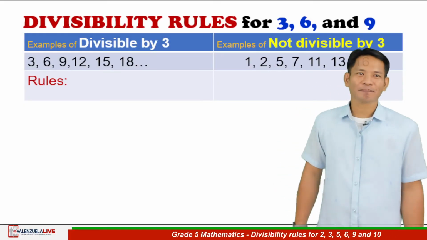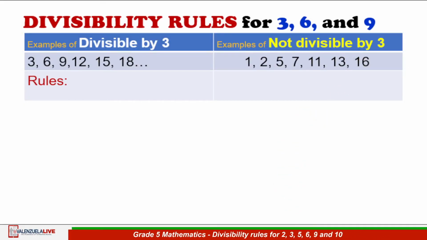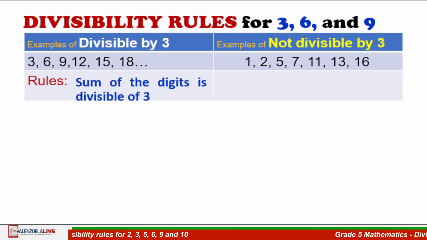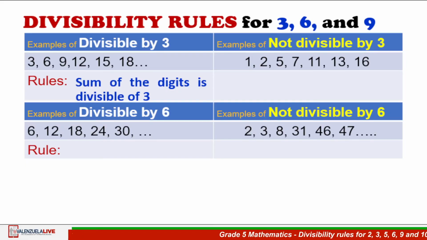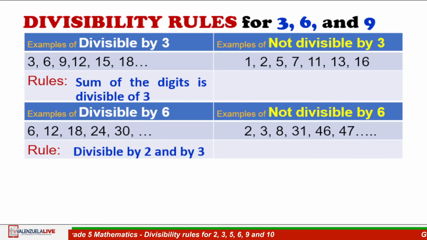So, these are the divisibility rules for 3, 6, and 9. A number is divisible by 3 if the sum of the digits is divisible by 3. How about divisible by 6? We have an example, 6, 12, 18, 24, and 30. A number is divisible by 6 if the number is divisible by 2 and also by 3.